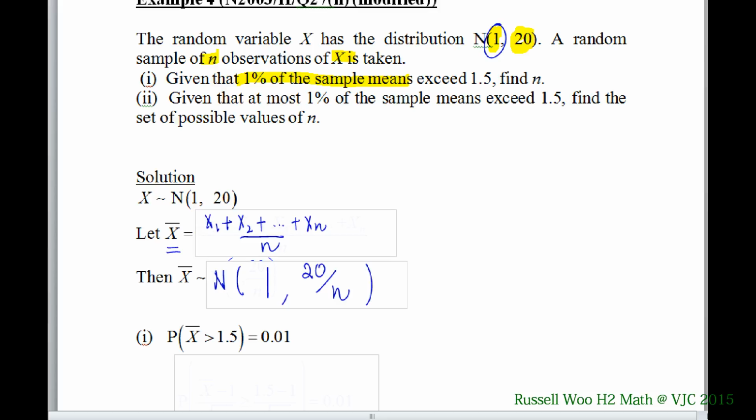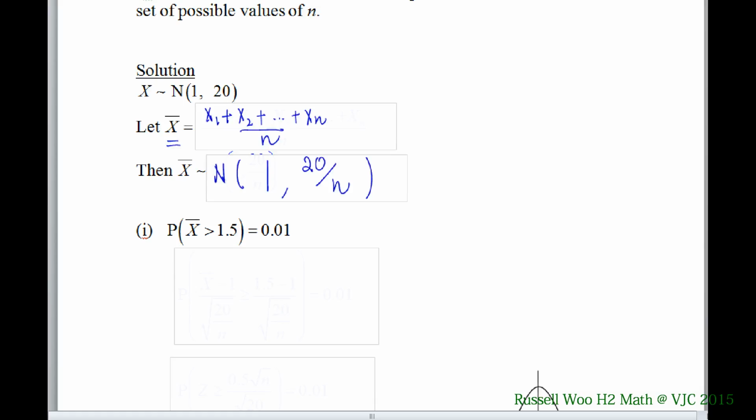You convert that to a probability, because writing the percentage cannot help us. If you write this, it helps us. The probability that the sample mean exceeds 1.5 equals 0.01. Now, this poses a slight problem because in example 2 and example 3, we knew the mean and we knew the variance. You were required to find the probability.